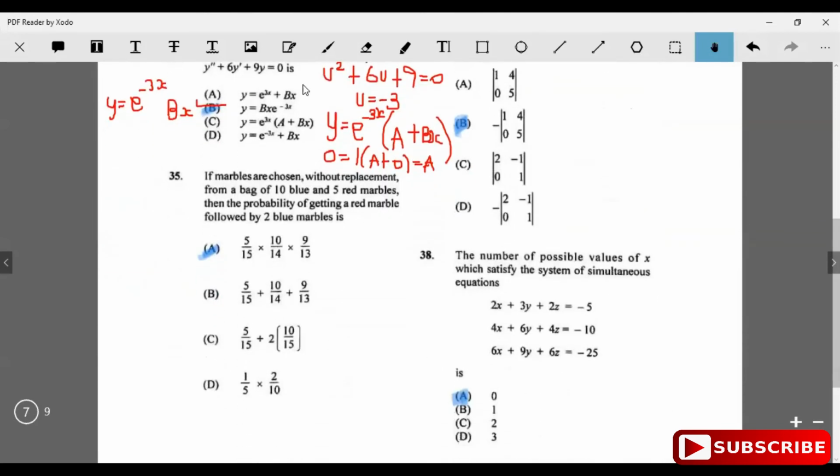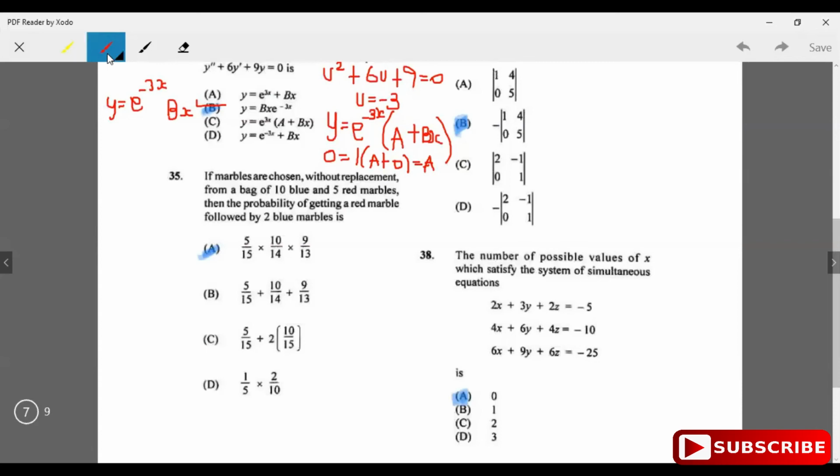Question 35 says, if marbles are chosen without replacement from a bag of 10 blue and 5 red, then the probability of getting a red marble followed by 2 blue. So they want the probability of getting red, then blue, then blue. That is always equal to the probability of red times the probability of blue times the probability of blue. Very good.